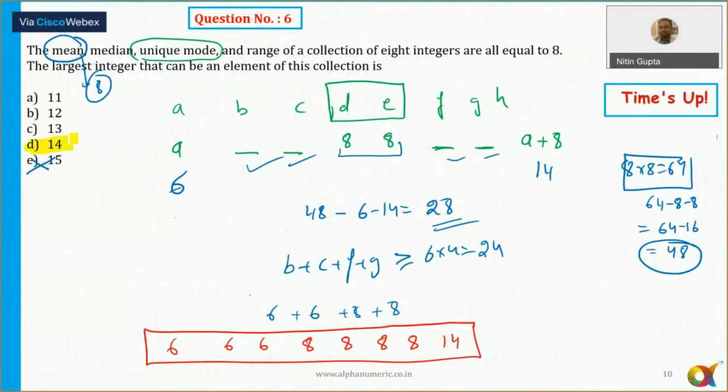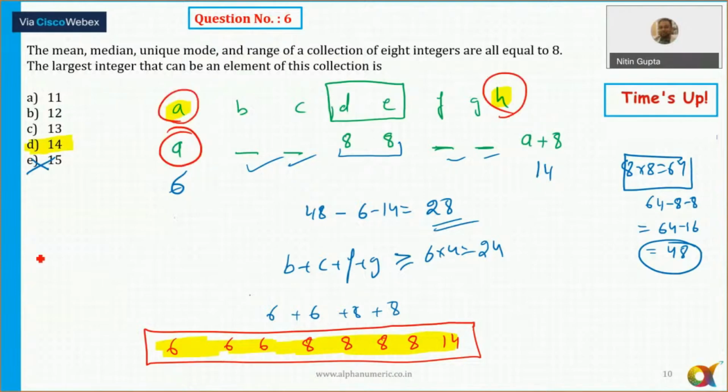Clear now? Any doubts to anyone? Please respond. Okay, Anupam, because H is the last number and A is the first number, and the range, like I told you in the beginning, is always equal to the maximum minus minimum. So A is the smallest number and H is the largest number, which means H minus A is equal to 8. So that's why H is equal to A plus 8. Is that clear now, Anupam?